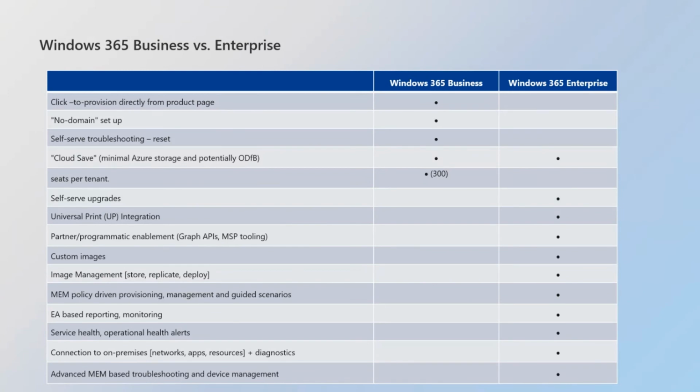It is important to note that you get capabilities like reporting and monitoring, and you can have your own image, which you can store, replicate, and deploy. And with MEM integration, you will be able to leverage advanced MEM-based troubleshooting. So a lot of capabilities: custom image, health service, and operation-related alerts. You get everything included with the Enterprise version.